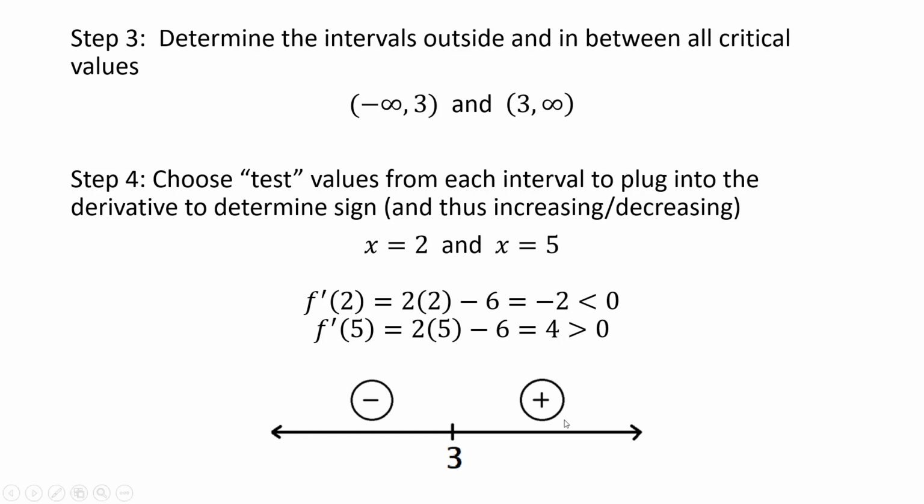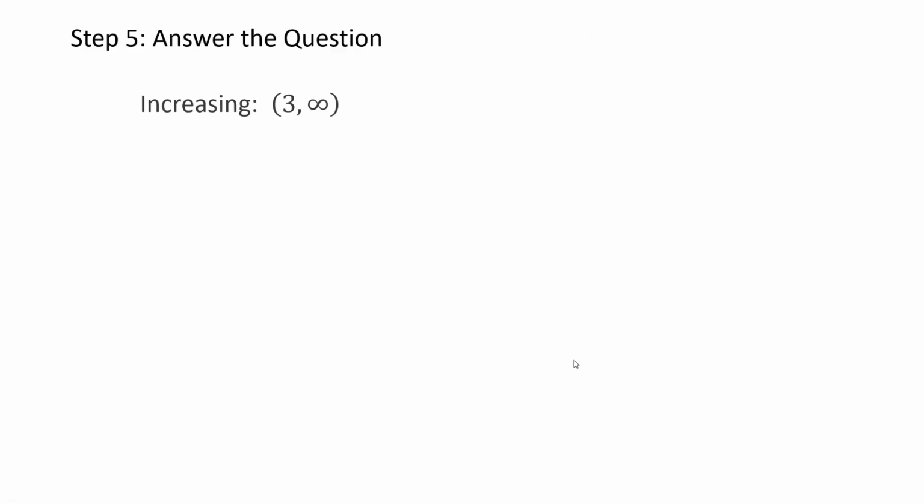So here I draw on my number line. I said, okay, my derivative is negative on this entire interval and positive on this entire interval, which means that my original function is decreasing on this entire interval and increasing on this entire interval. And so now I'm ready to answer my question. I'm increasing from 3 to infinity. I'm decreasing from negative infinity to 3. Now, do I have any relative extrema?